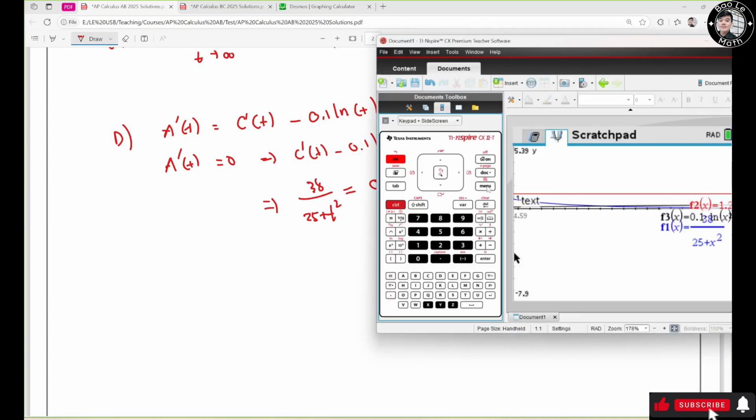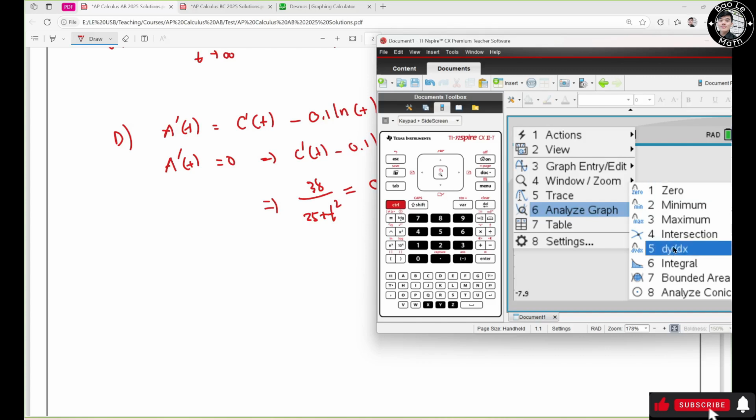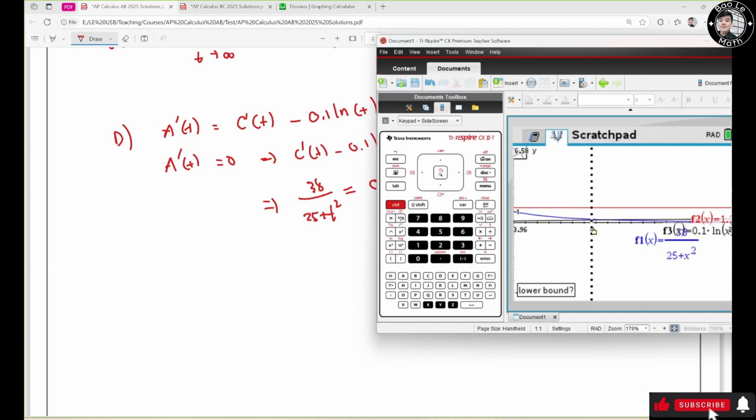So I need to hit menu, analyze graph, intersection. Now I move my cursor to the left of the intersection, then move my cursor to the right of the intersection. The answer is 11.44, right?